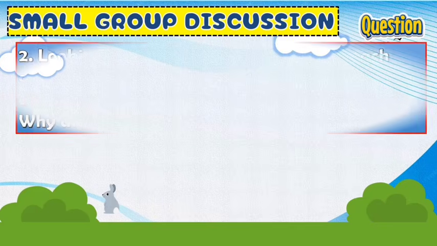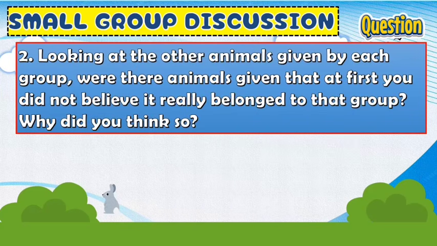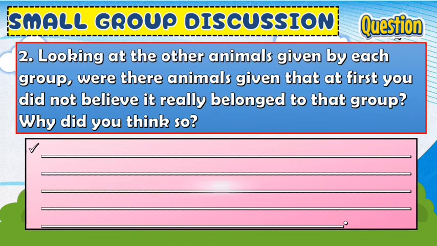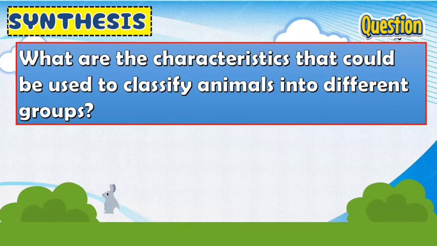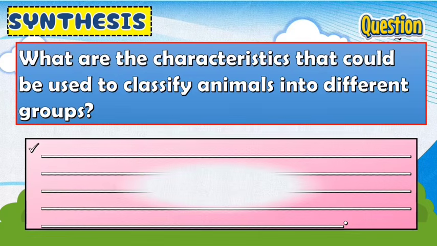Number 2 question. Looking at the other animals given by each group, were there animals given that at first you did not believe really belonged to the group? Why did you think so? Synthesis. What are the characteristics that could be used to classify animals into different groups?